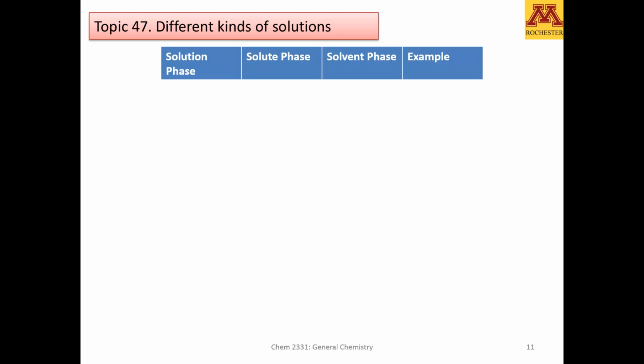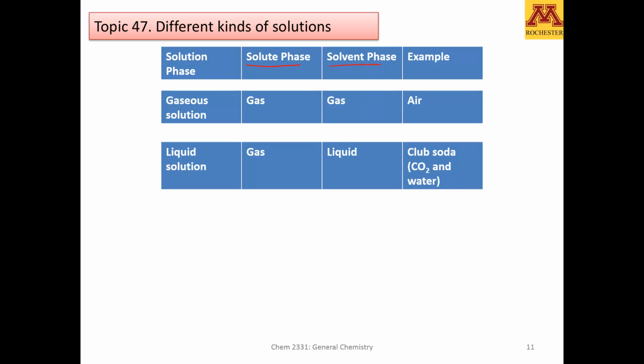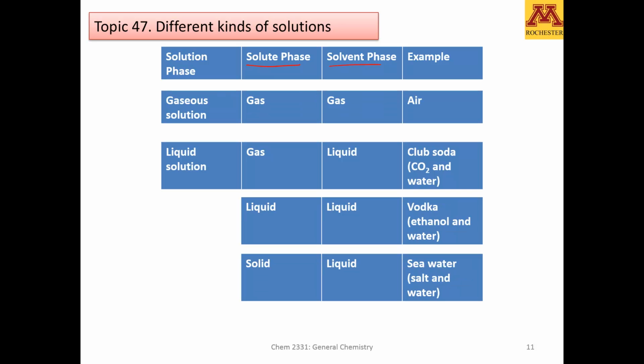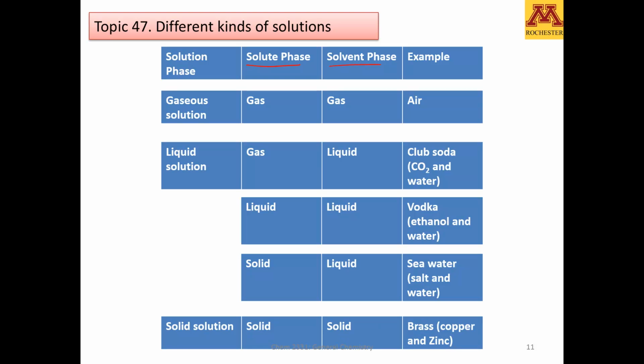So what kind of solutions do we have? It depends on the solute phase and the solvent phase. So we can have gas-gas, gas-liquid, liquid-liquid, solid-liquid, or solid-solid. In the case of solid-solid, you may imagine that being homogeneously distributed may not be as easy because some specific atoms of solute may be trapped in some areas of the solvent. But in the other case, imagine the solute and solvent are homogeneously distributed.